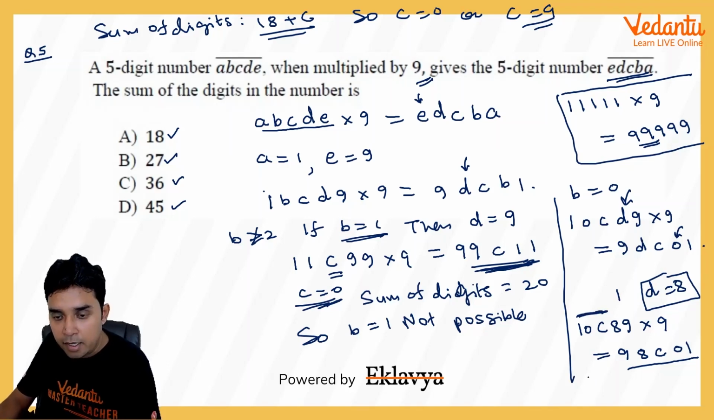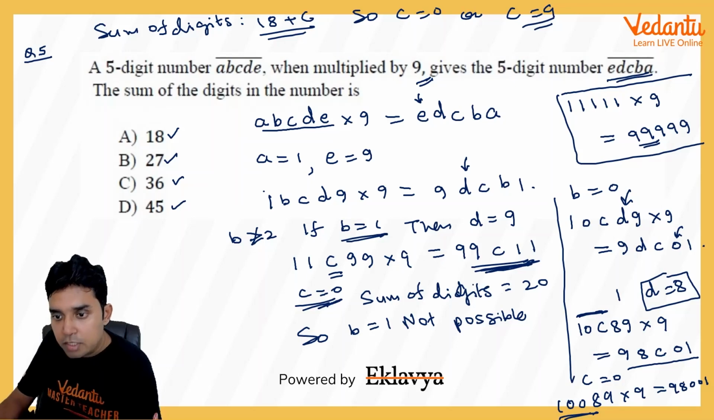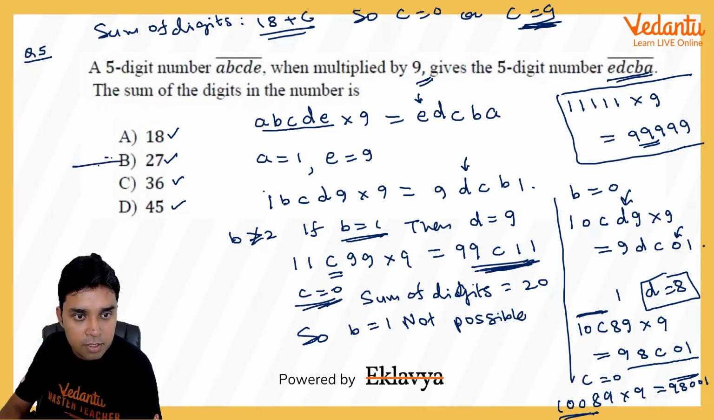Let me write it here. For C is equal to 0, it will be 10089, and if you multiply by 9, we cannot obtain 98001. You can check, because it will be 900 here. This is not matching. So I think C has to be 9. So the answer for this sum will be equal to 18 plus 9, that is 27. So the answer for this is B.